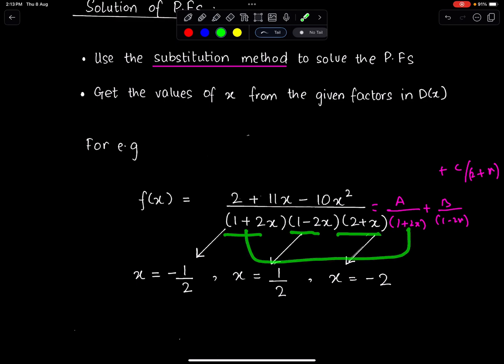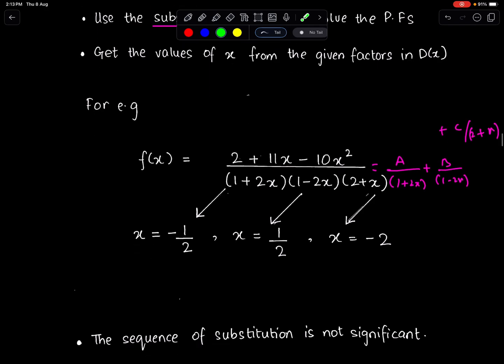One for this factor, one for this factor, and one for this factor. And we have three unknown constants. So we must have three values of x. And we can get the values of x from these factors. From this factor we are getting minus half, from this half, and from this minus 2.